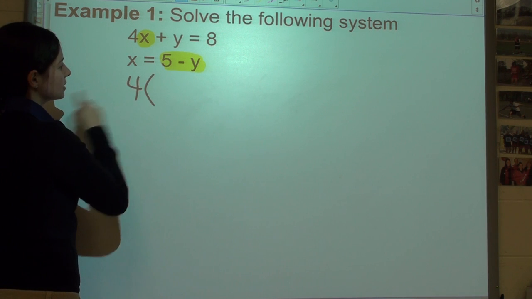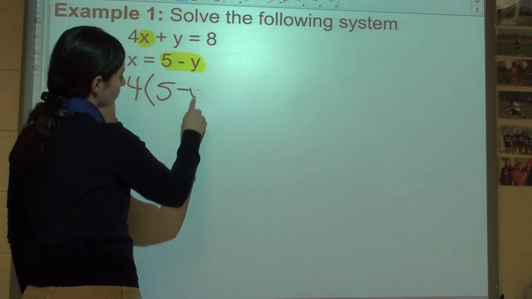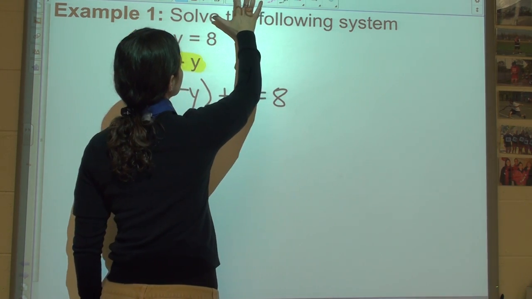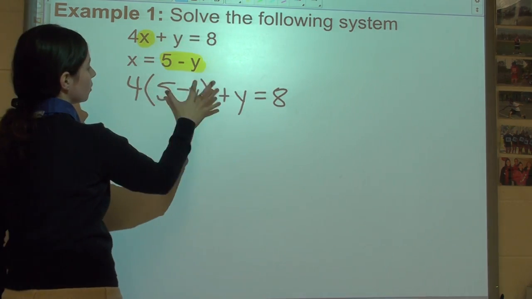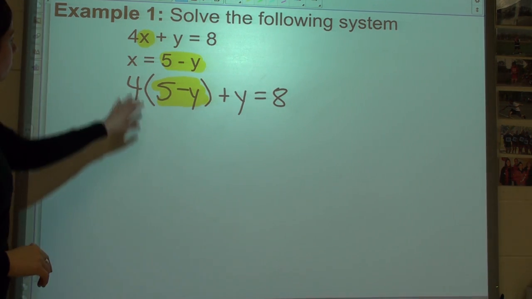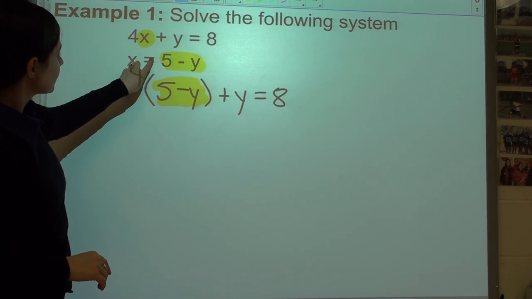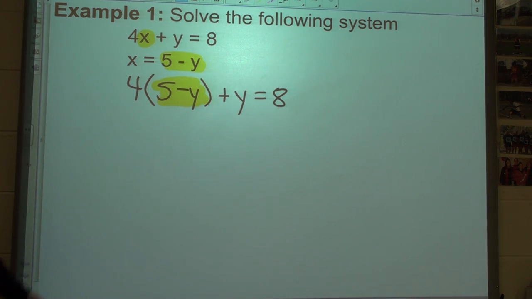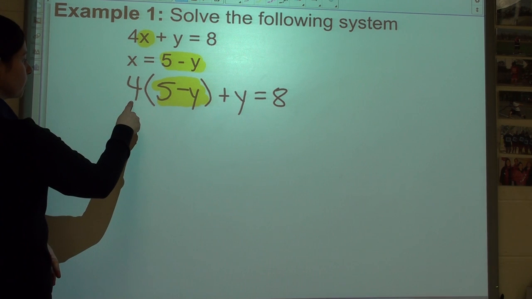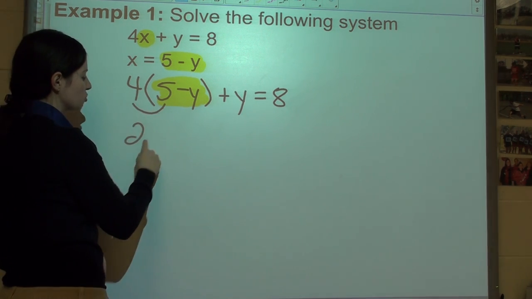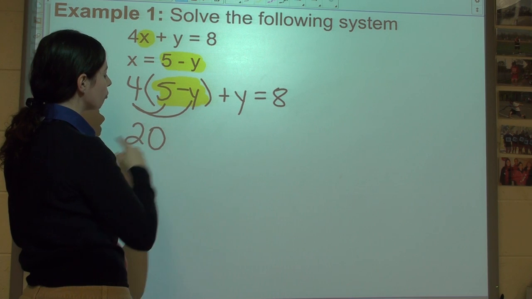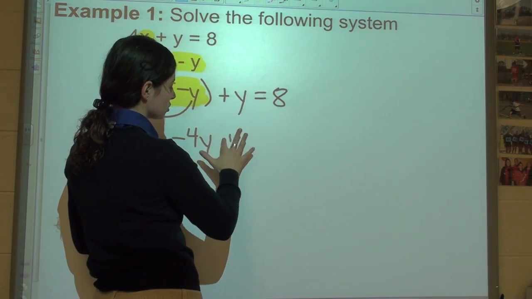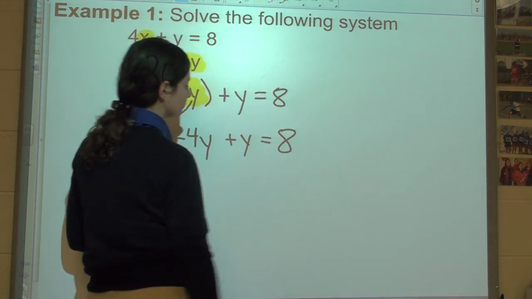So I have 4 times the quantity 5 minus y plus y equals 8. Again, we're just replacing everything. We're taking this whole x, and we're saying it's the same as 5 minus y. So the first thing I'm going to need to do is distribute. 4 times 5 gives me 20. 4 times negative y gives me negative 4y. I'm going to bring everything else down, so just plus y equals 8.